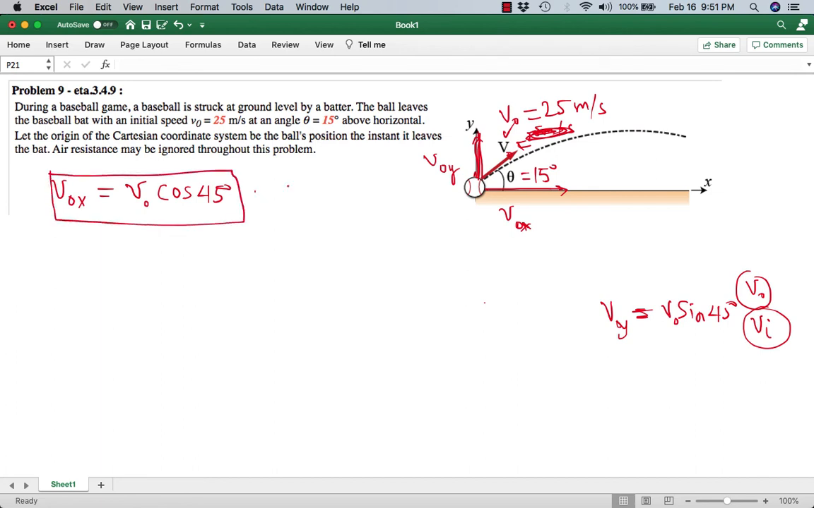It's in terms of V naught and cosine. It's only asking about the symbolic derivation, so we don't even need to write 45 degrees here. We can just write this as Vox is equal to Vo cosine theta, because it says in terms of Vo and theta. We'll use the values only when we want to find a number.